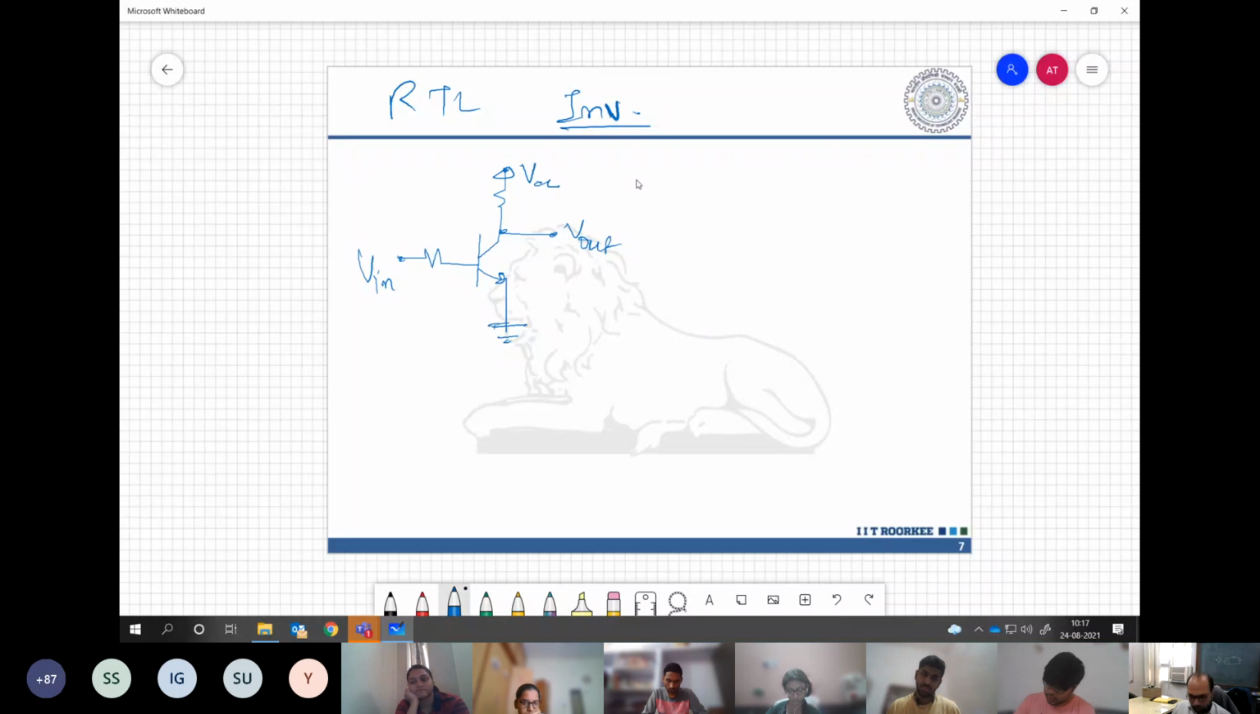So what could be the problem? Let's say we have designed R1 and R2 properly. So the transistor is getting biased in the saturation or cutoff mode and it's working fine. But what could be the problem? What could be the possible problem? Any guess?